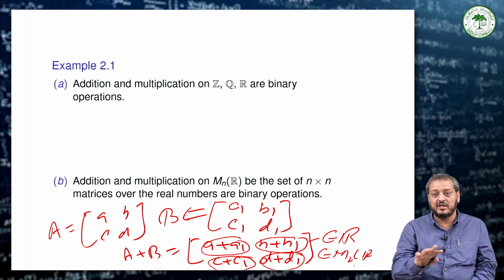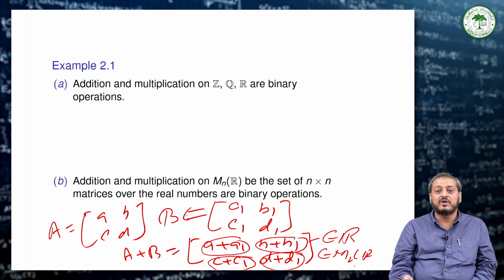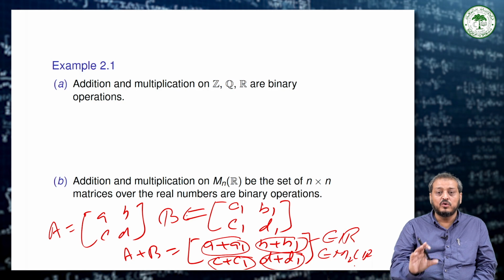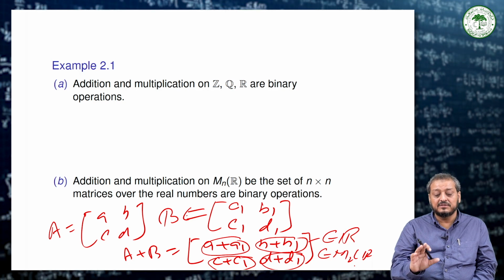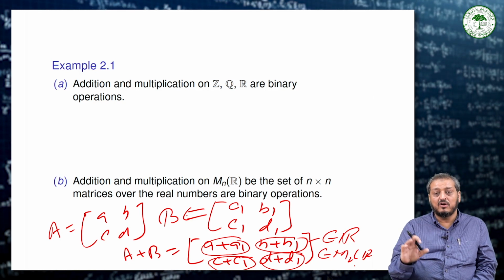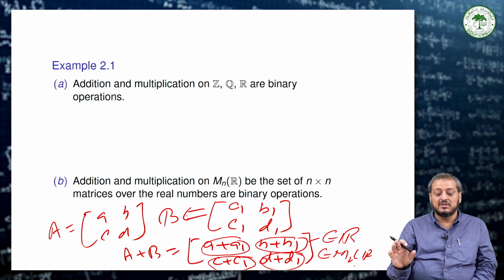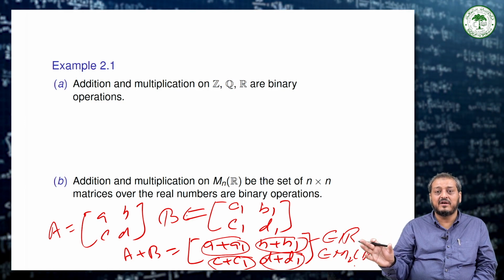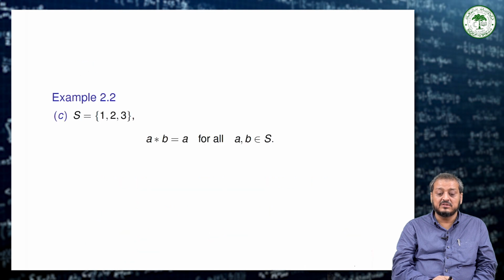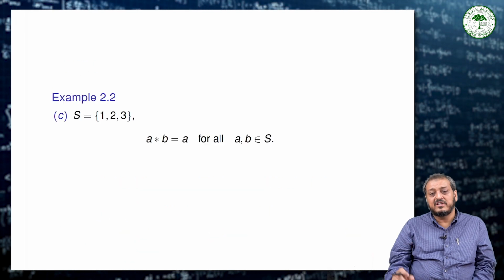We multiply as with any two real numbers, and we get again a real number. So simply we say that matrix addition and multiplication of any n by n matrices with real elements is a binary operation. Let us try a different example.